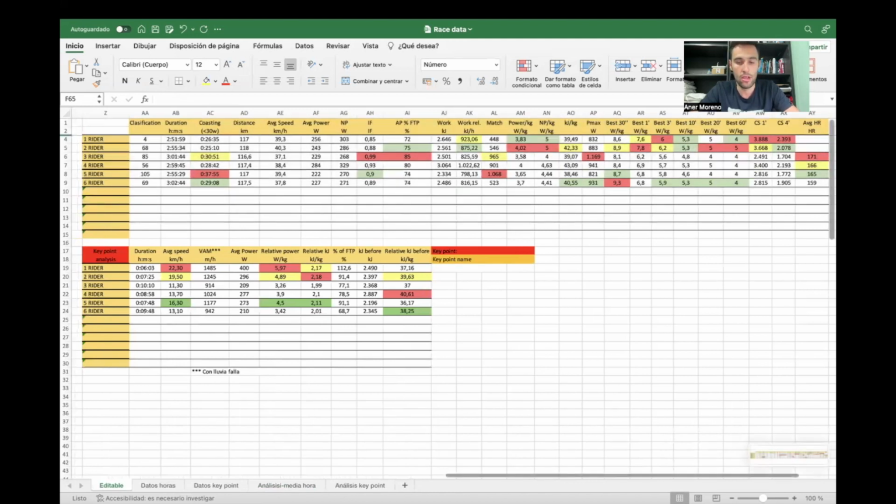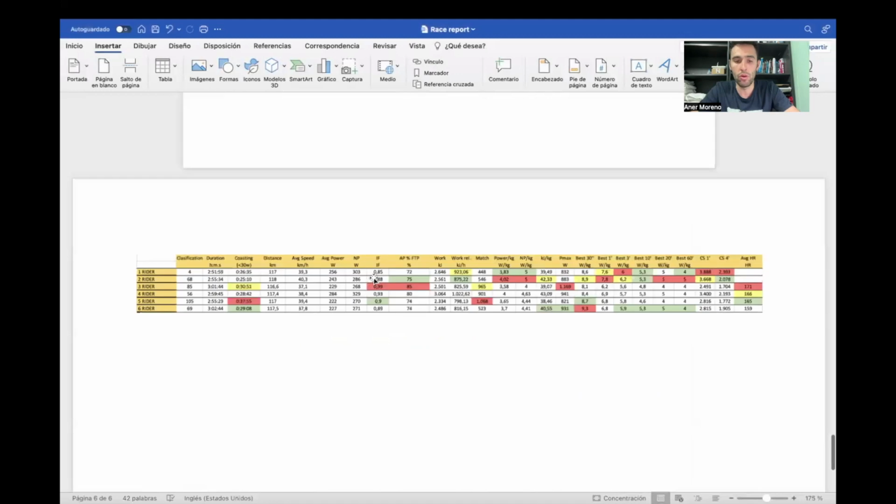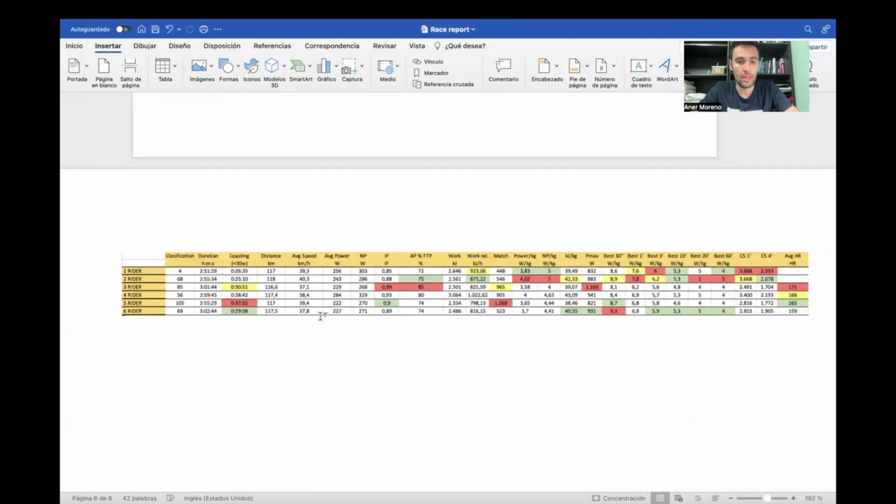Okay, this way, with this data, we are going to know how the intensity factor of the riders who have been trying for the breakaway is higher than the other ones. Also, the coasting for those riders is higher because the last part of the race, all the way down the climb, was without pedaling. So these two riders had to pedal much more than those ones. This is the analysis of those strength values of red, yellow, and green.